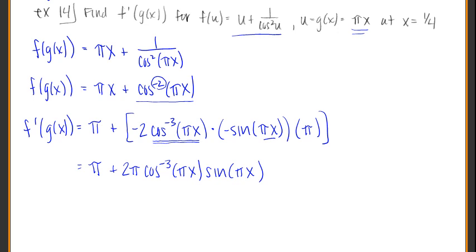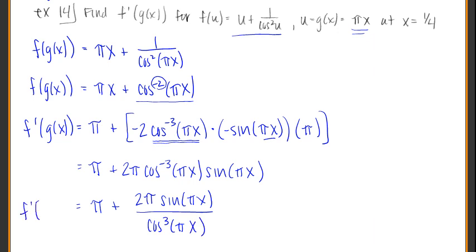And if we want to, so we don't have any negative exponents, we can write it as plus 2 pi sine of pi x divided by cosine cubed pi x. So this is our equation to represent the derivative, to find the slope. And if I specifically want to find it at x equals 1/4, let's go in here and find that next. So let's see, f prime of g of, now specifically, 1/4.